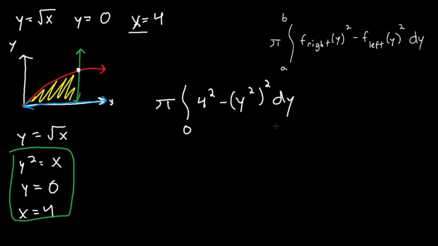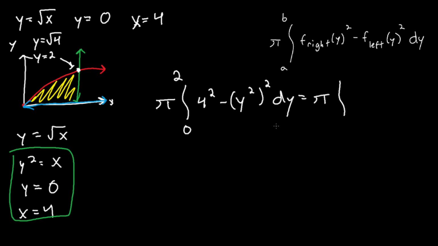Well, we know that x is equal to 4 and y is equal to the square root of x intersect at this point. Therefore, if x has to equal 4 at this point, y is simply equal to the square root of 4, which means y is equal to 2 at this point. So the upper bound of the y value is 2.